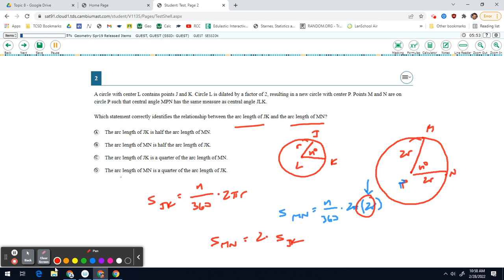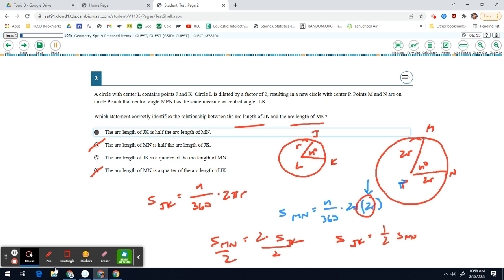Well, I don't see that as a choice, right? The length of arc MN is 1/4. The length of MN is half. No, so it's not B, it's not D. So then if you spin this around, if the length of MN is 2 times JK, then if you divide this by 2 on both sides, that gives you that the length of JK is 1/2 the length of arc MN. JK is half the length of MN, and that's going to be this answer right there, choice A. So a little bit of similarity and arc length there.